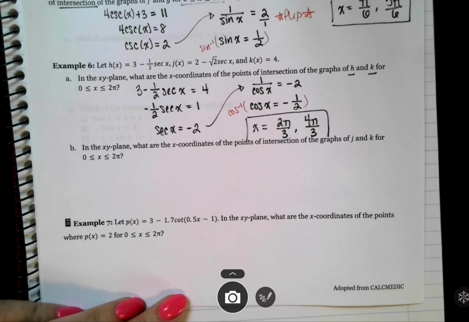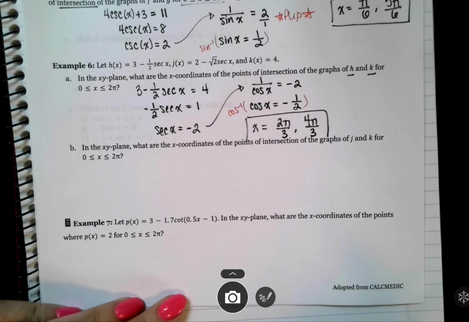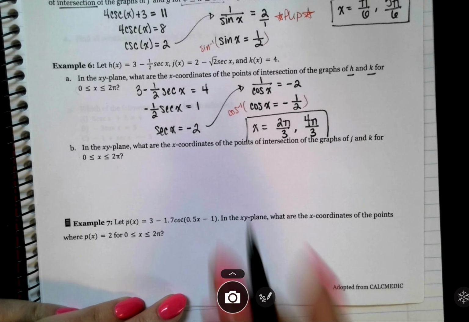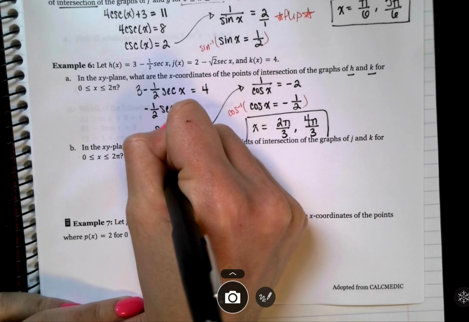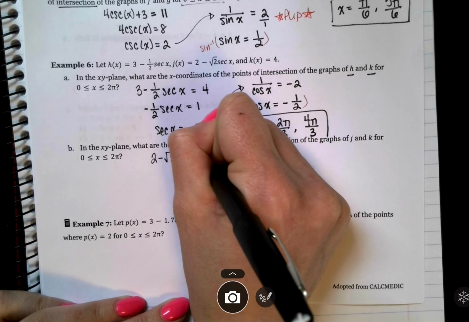For part B, we are solving for the points of intersection for j and k, just the x coordinates of those points. So I'm going to set it up the same way. If you want to pause the video and work ahead, and then you can restart it to see what I get, that would be great.